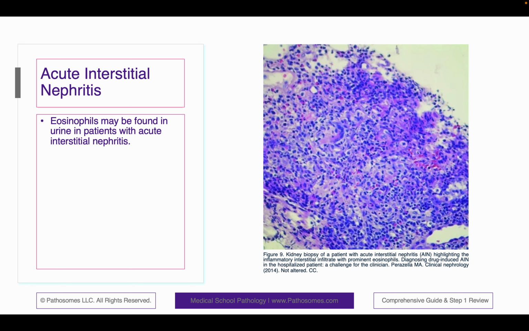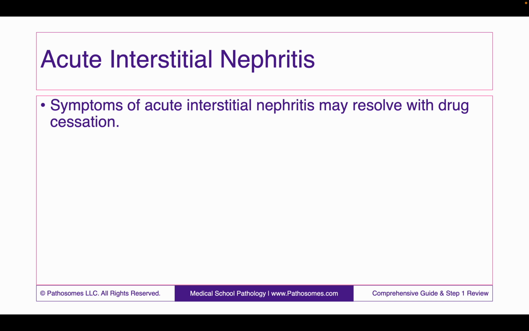For example, let's take a look at this kidney biopsy here from a patient with drug-induced acute interstitial nephritis. Can you see the eosinophils that are present there? There's at least 20 of them, right? You remember what an eosinophil looks like with its bilobed nuclei and it's very eosinophilic, hence the coloration, right? The hot pink. Exactly. Symptoms of acute interstitial nephritis may actually resolve with drug cessation. Isn't that fantastic?